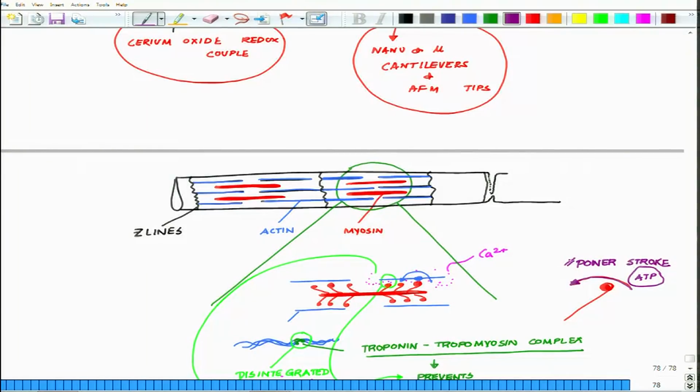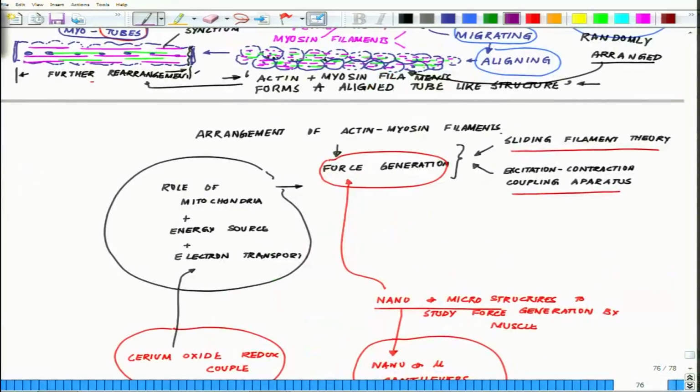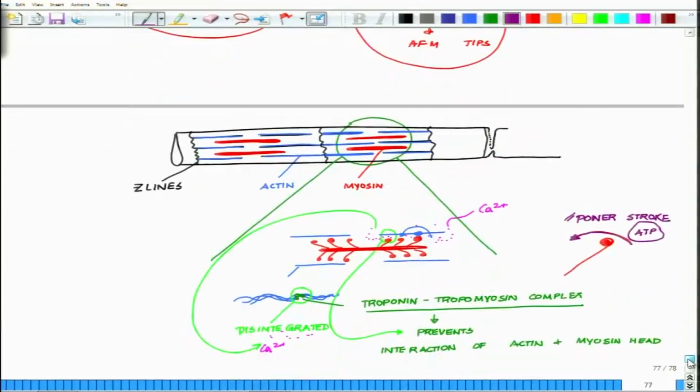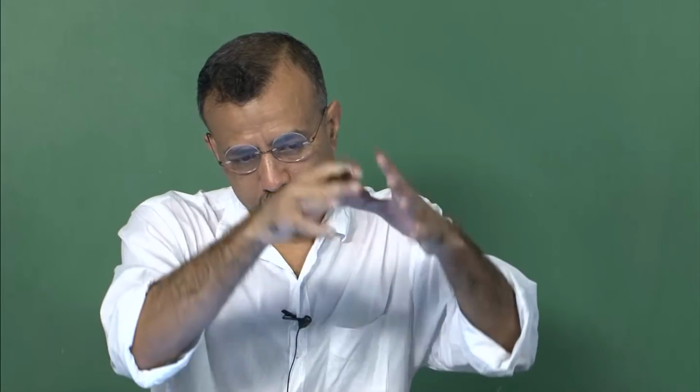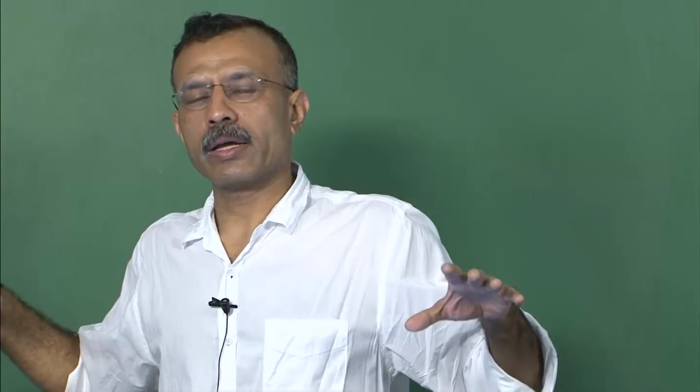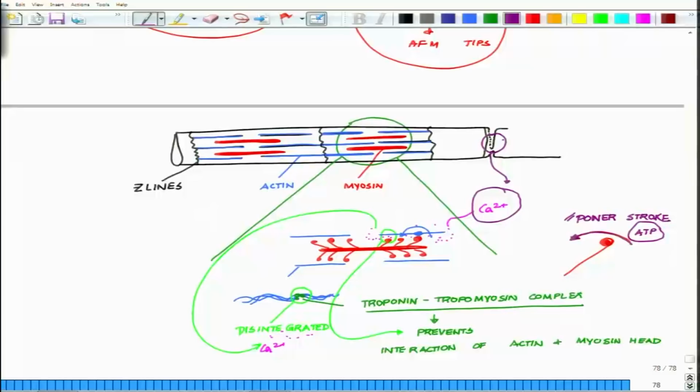Okay. And of course, I will request you to go through the sliding filament theory, which I just taught you. And there is another one called the excitation contraction coupling apparatus, which is present somewhere out here in this zone, which essentially regulates this calcium, because this calcium cannot remain there forever. The calcium has to be dumped there, and it has to be pulled back in a fraction of a moment, and that is done by an organelle called sarcoplasmic reticulum.